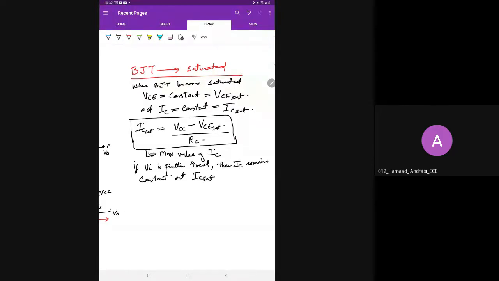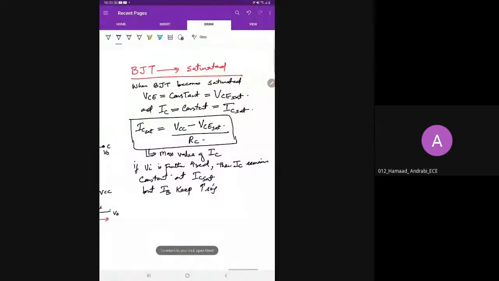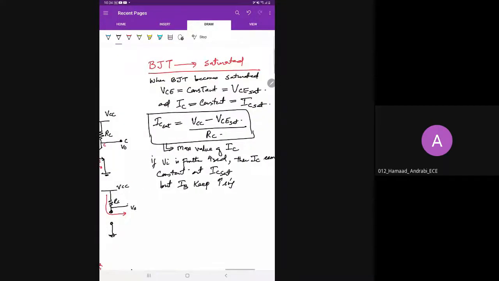इसमें जो मैक्सिमम वैल्यू होगा, अब अगर BJT सैचुरेटेड है, even if you increase input, then Ic will remain saturated at Ic saturation value. But IB keeps increasing. Okay, so please note it down. BJT is working in saturated mode now. अभी BJT जो है, we are assuming that VCE has reached its limit, VCE saturation, and IC has also reached its limit, IC saturation.